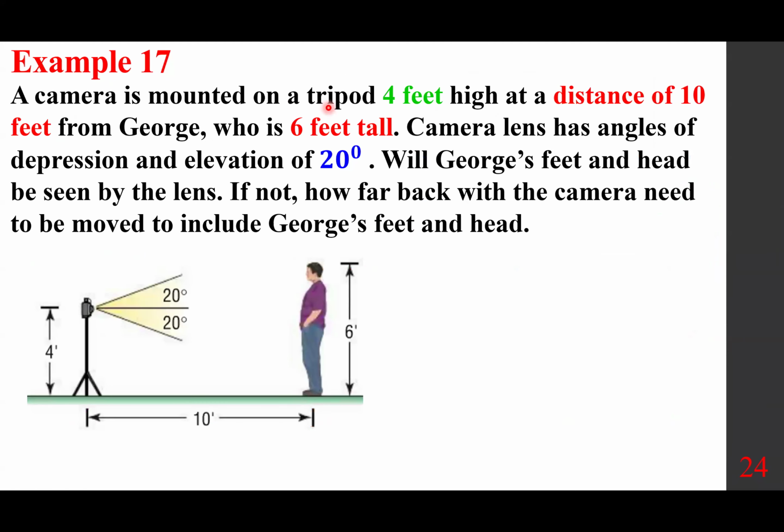A camera is mounted on a tripod 4 feet high. So this is 4 feet. At a distance of 10 feet from George, who is 6 feet tall. Camera lens has angles of depression and elevation of 20 degrees. Each one is 20 degrees. Will George's feet and head be seen by the lens? If not, how far back will the camera need to be moved to include George's feet and head?